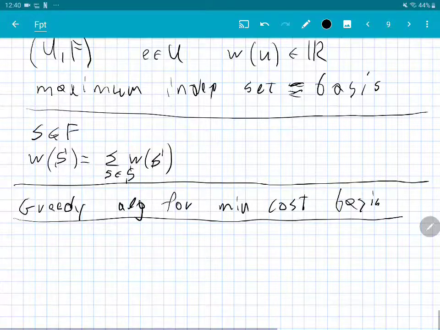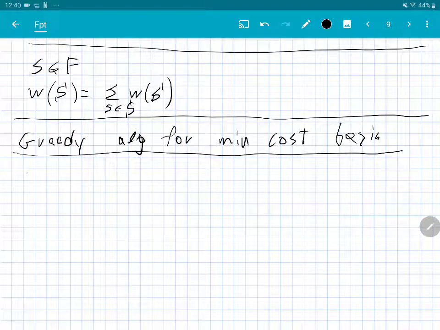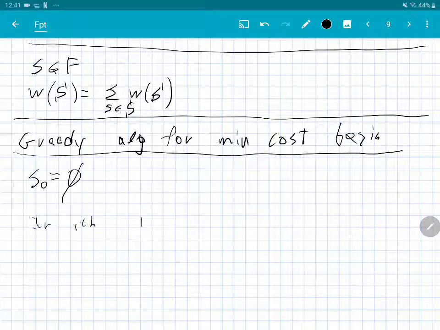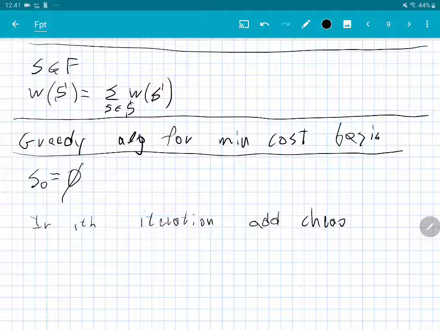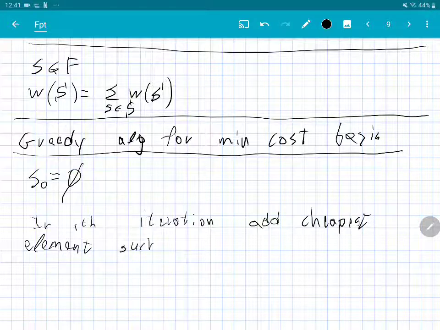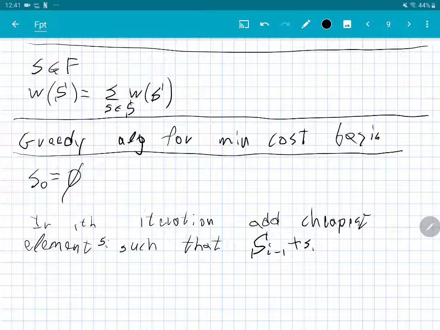Okay, so how does the algorithm work? Well, we are just going to do Kruskal's algorithm, right? We're going to start with an empty set because it must belong to the Matroid. And now in every iteration, in the ith iteration, we add the cheapest element Si, such that the set from the previous iteration, Si minus 1, when you add the element Si, is in the Matroid.